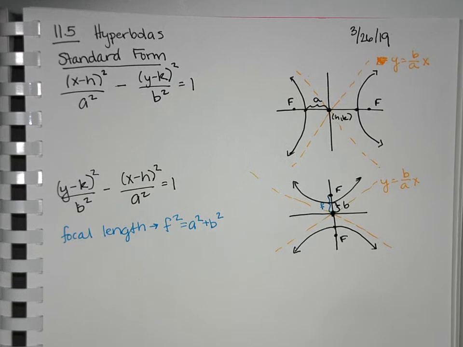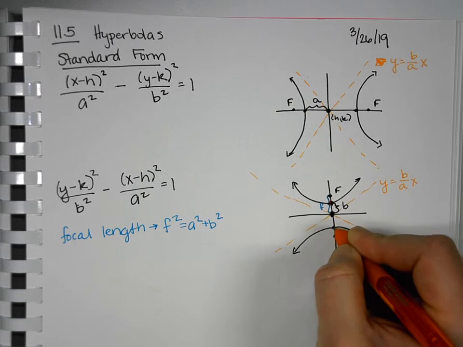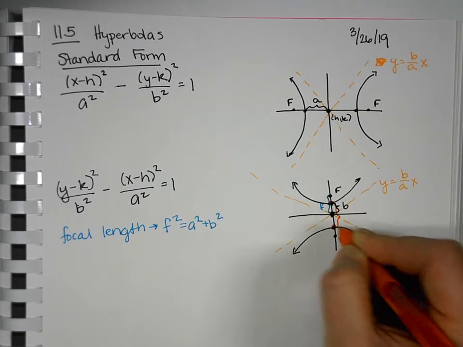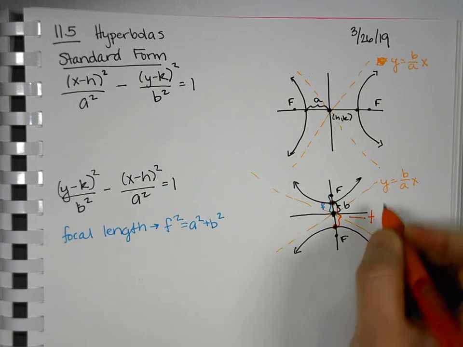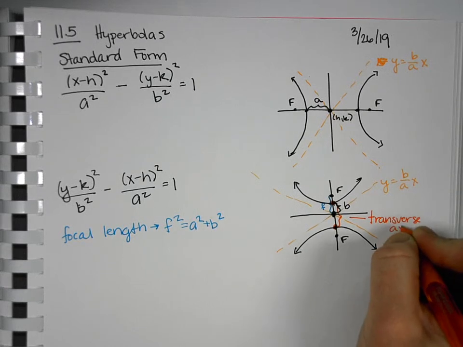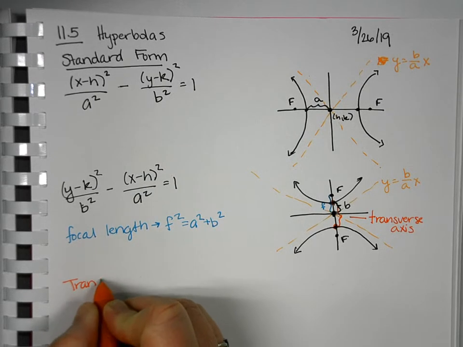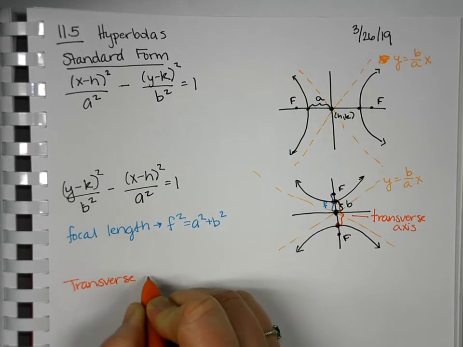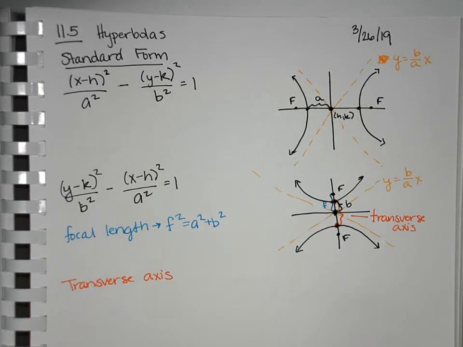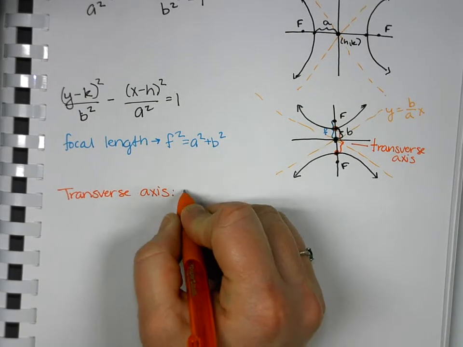Now, we do have some special names that are different for a hyperbola. This distance between your vertices, so from here to here, this is called the transverse axis. The transverse axis is the distance between the vertices.